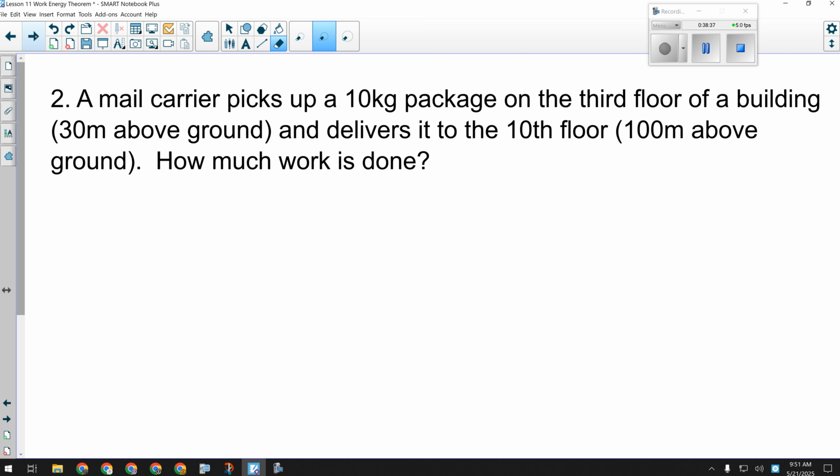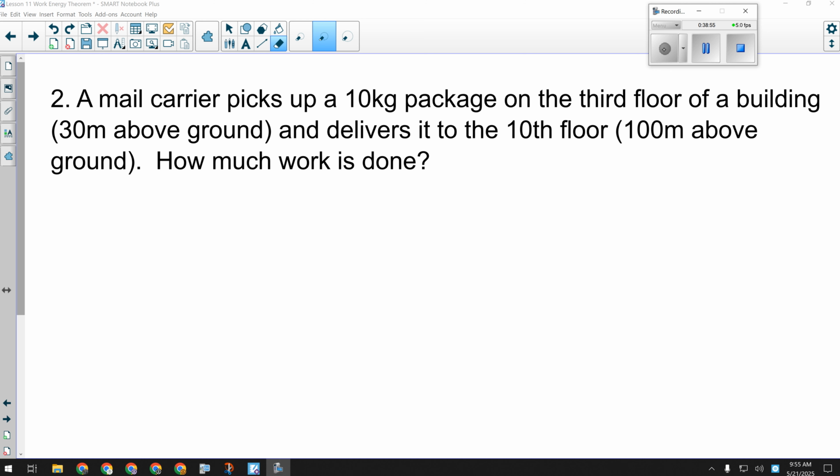All right, let's have you try this one here. This one's actually a bit easier. You're just looking for how much work is being done here. You're not trying to find a force or a distance or a height. You're just looking for how much work is done.